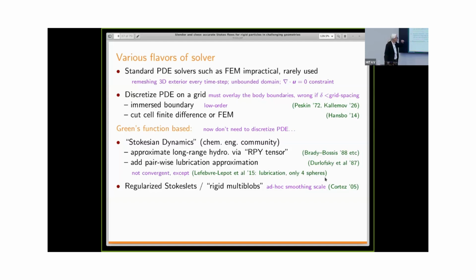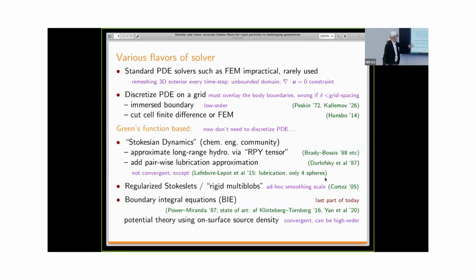There are other methods that smooth out singular solutions using an ad hoc scale. So they're not going to converge to the right answer either. So we're going to talk about boundary integrals in the last part of today, which do converge, and that's using potential theory on the surface. And I guess I mentioned collisions. I'm not going to talk about them today, but they're usually prevented explicitly.